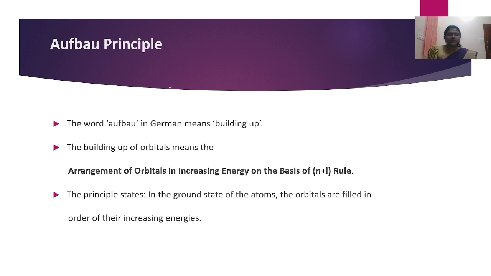Aufbau principle. The word Aufbau in German means building up. The building up of orbitals means the arrangement of orbitals in increasing energy on the basis of the n plus l rule. What is the n plus l rule? The sum of n value and l value. Based upon the sum of the n plus l value, the electrons are filled. The principle states that in the ground state of the atoms, the orbitals are filled in order of their increasing energies.